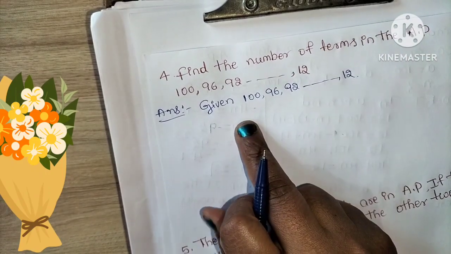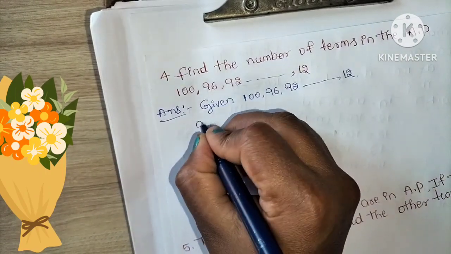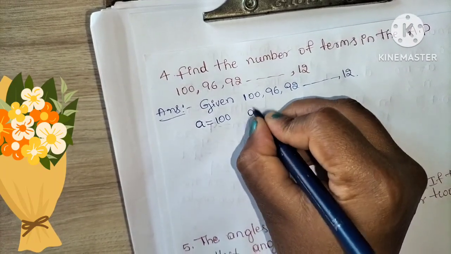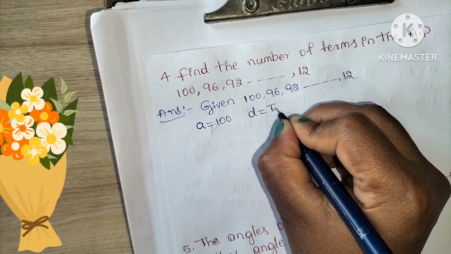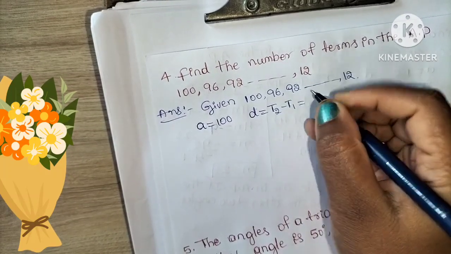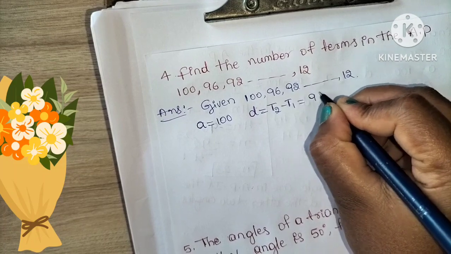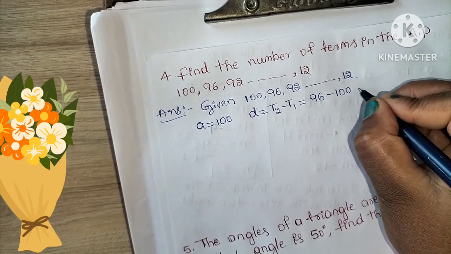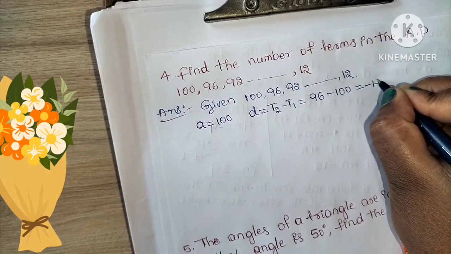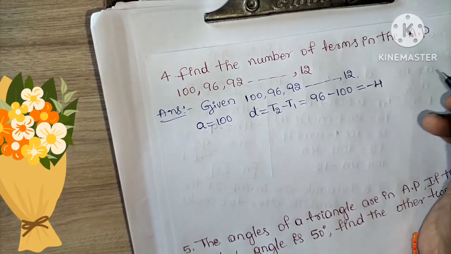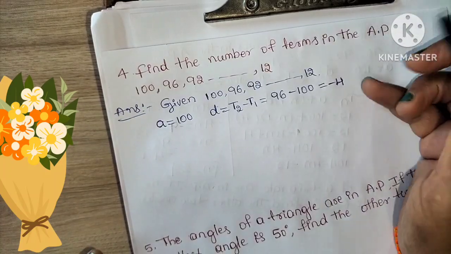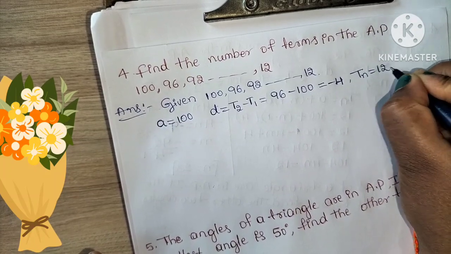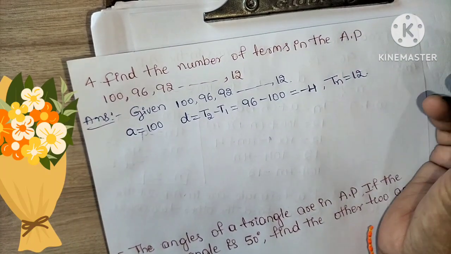In the arithmetic progression they have given the first term. What is the first term here? a is equal to 100. What is the common difference here? The common difference is term 2 minus term 1. Term 2 is 96, minus term 1, which is 100. So 96 minus 100 we will get minus 4. So minus 4 is the common difference. And also they have given the nth term value. The nth term is equal to 12.